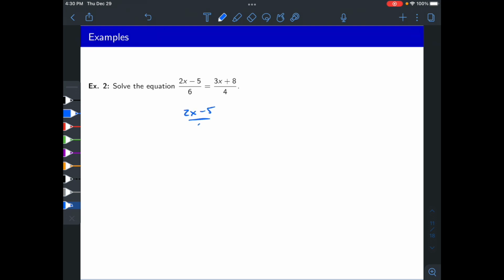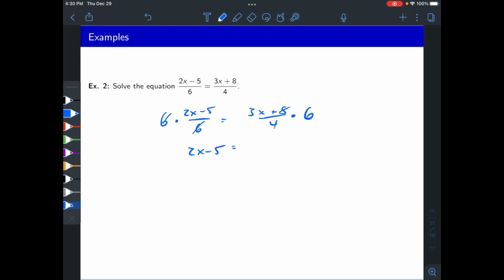So I'm just going to copy this down over here to demonstrate what I'm going to do. I'm going to explain what you're really doing with cross multiplying, but if you just want to think of this in terms of cross multiplying, go ahead. With cross multiplication, what you're really doing is multiplying by 6 on both sides just to clear out this denominator. So that cancels that out, and I'm just left with 2x minus 5 on the left.